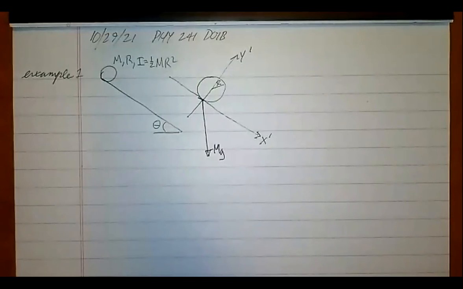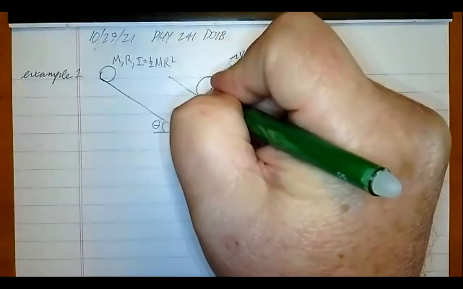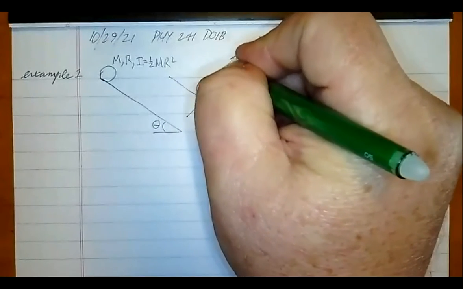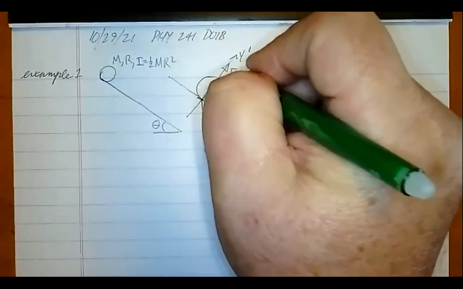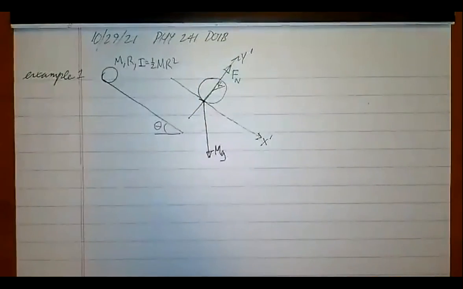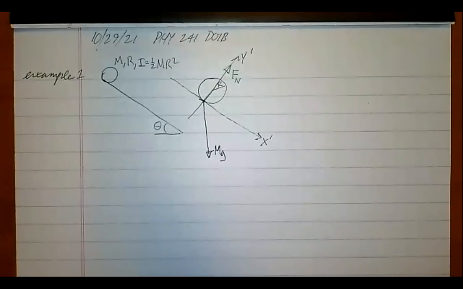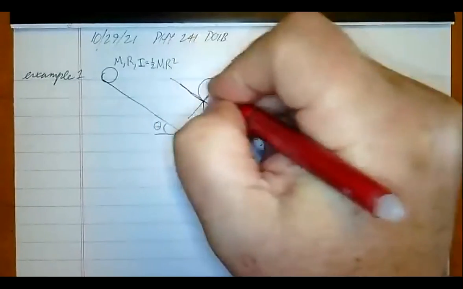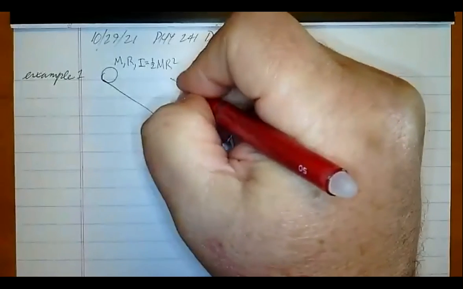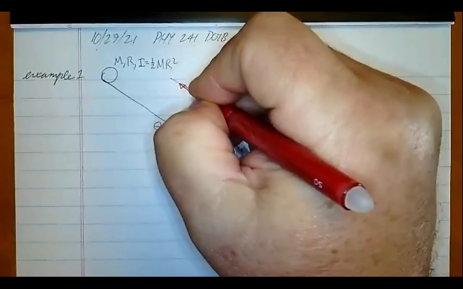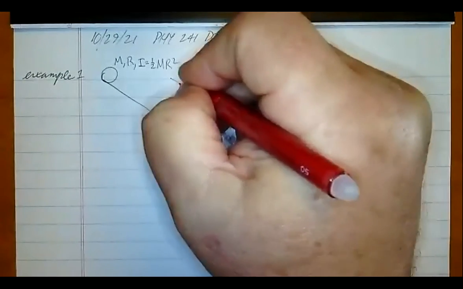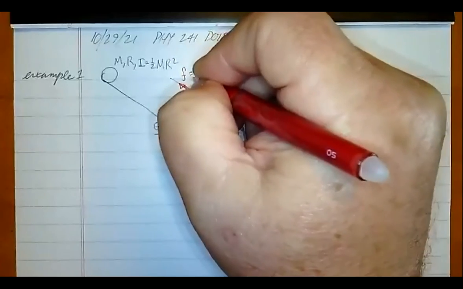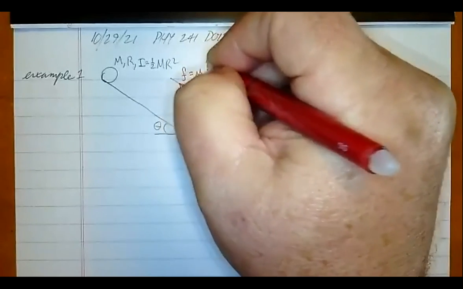Now, we're also going to have a normal force that is, in fact, parallel to the y prime axis. So that's going to be F normal. And we also have a friction force that's going to be in the negative x prime direction. Notice in order to make the ball rotate this way, the friction force must act on the ball in this direction. So that's our friction force, which we're going to just go ahead and say is mu times F normal.